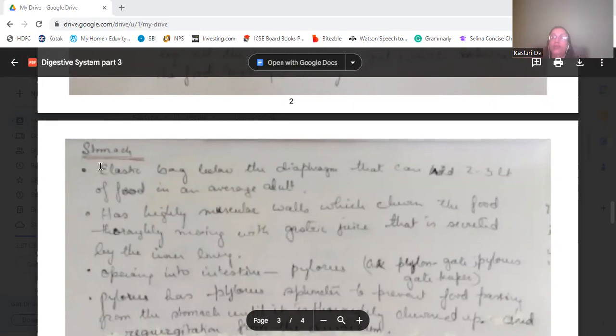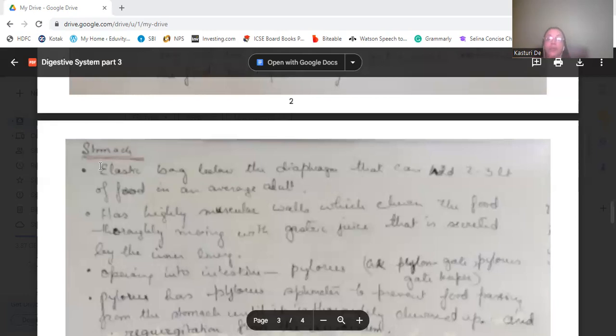So it can hold about 2 to 3 liters of food in an average adult. Why does it hold it? Because during that time, when it is holding the food, the food mixes with what? It mixes with HCl acid. It mixes with the acid and churns the food. Gastric juice consists of HCl acid, hydrochloric acid, secreted by the inner lining of the stomach. It forms what? It forms chyme.